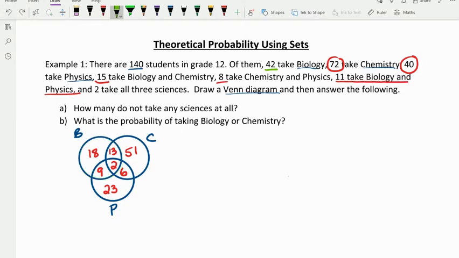Okay, so there's our Venn diagram. Now we have to decide, is our Venn diagram finished or not? So let's just take a minute here and look at part A. It says, how many do not take any sciences at all? Oh, well, there's another part to our Venn diagram.